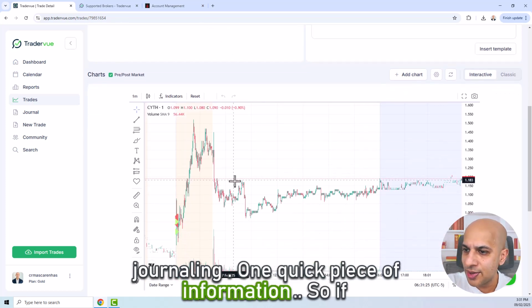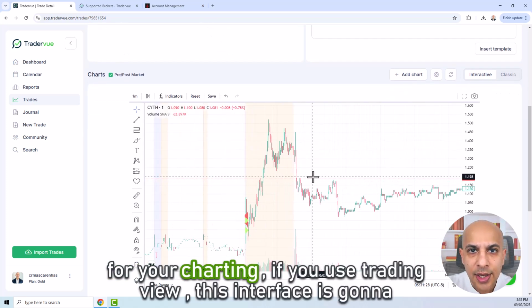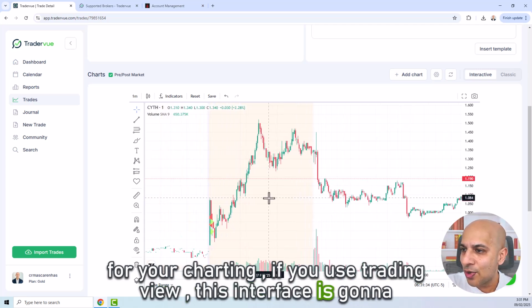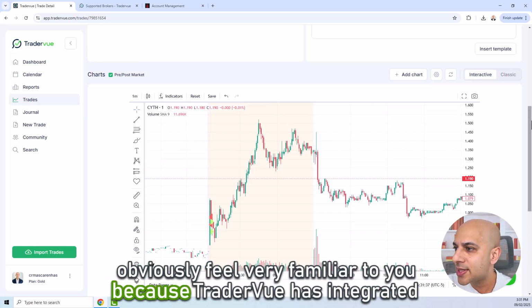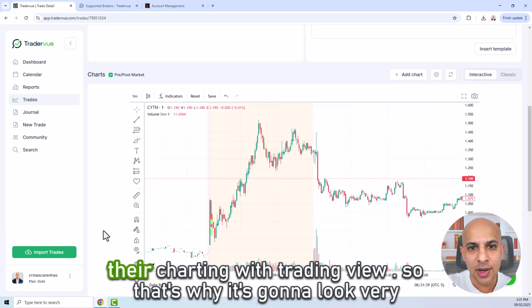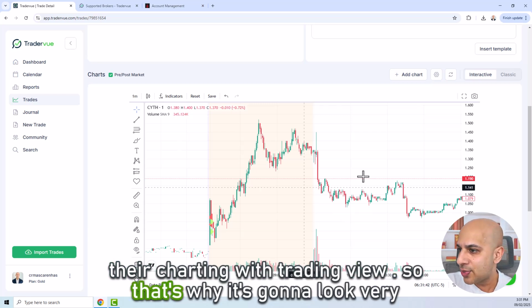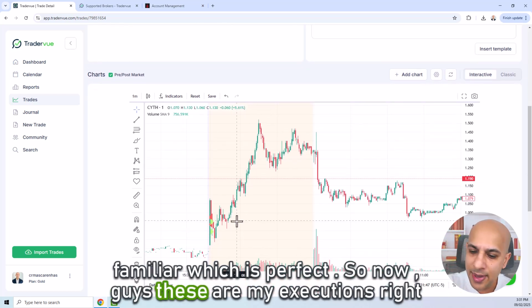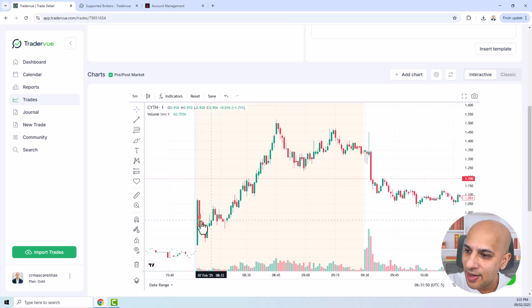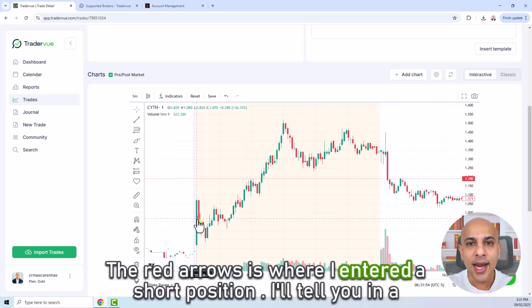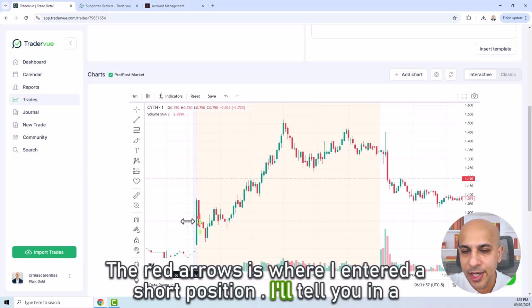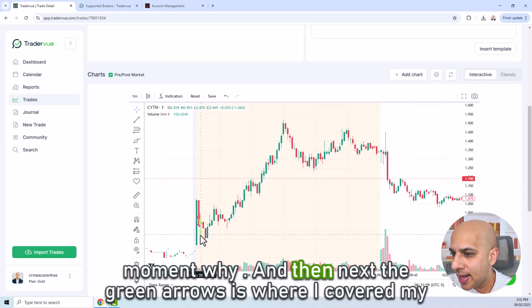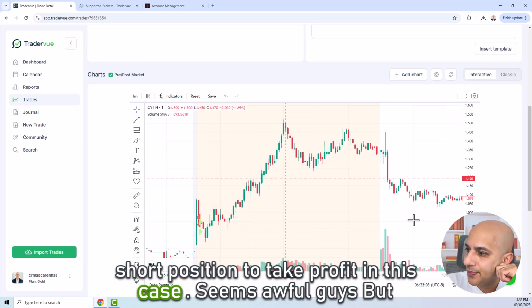One quick piece of information. If for your charting you use TradingView, this interface is going to obviously feel very familiar to you because TraderVue has integrated their charting with TradingView. So that's why it's going to look very familiar, which is perfect. So now, guys, these are my executions right here. The red arrows is where I enter a short position. I'll tell you in a moment why. And then next, the green arrows is where I covered my short position to take profit in this case.